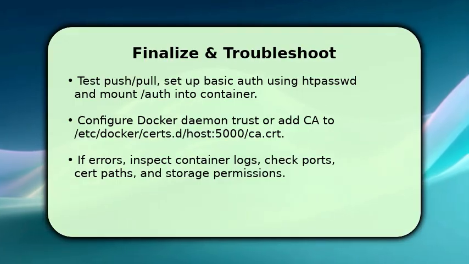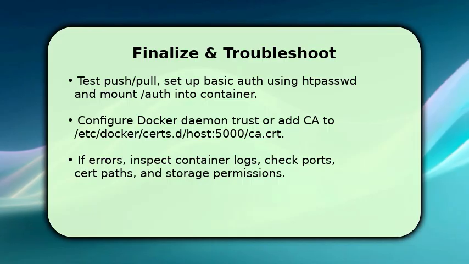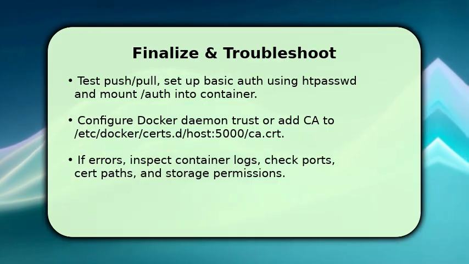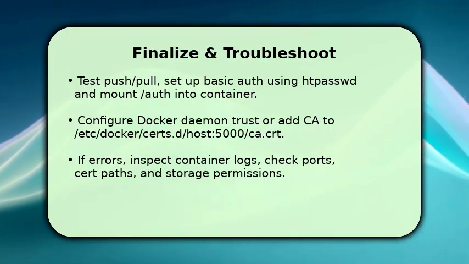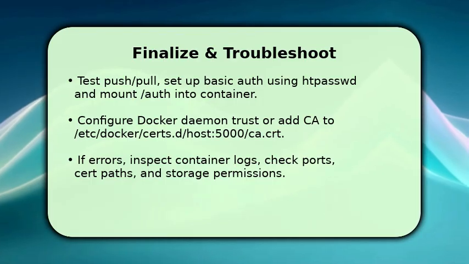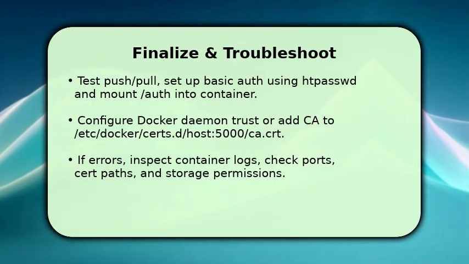Finish by enabling authentication and confirming client trust. Create an htpasswd file for basic auth and mount it into the container. This prevents anonymous pushes. Make sure the client has your CA certificate in /etc/docker/certs.d/yourhost:5000/ca.crt so Docker trusts TLS.